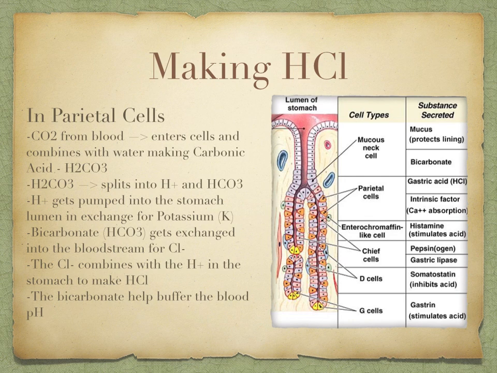Exchange system. There's actually a little exchange rate in the receptor membrane. Exchanges for potassium. The bicarbonate then gets exchanged into the bloodstream for chloride, which then gets pumped into the lumen. So then in the lumen you have hydrogen and chloride, and those two combine to make HCl in your stomach. The bicarbonate then helps to buffer the blood.